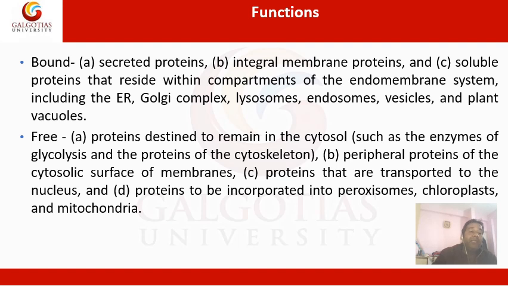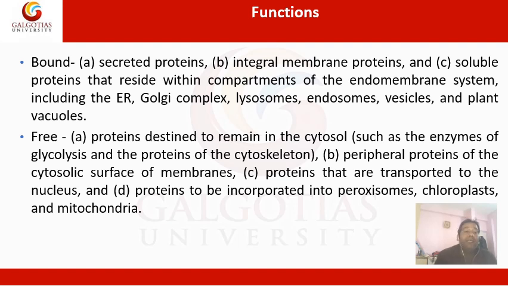The other one is the free ribosome, which remains freely suspended inside the cytoplasm, and they mainly produce proteins that are designated for different portions of the cytoplasm. Mainly they function in the cytoplasm as enzymes responsible for glycolysis, or proteins useful for the construction of the cytoskeleton. They also help in production of different proteins that constitute the peripheral proteins of the cytoplasmic surface of the plasma membrane.